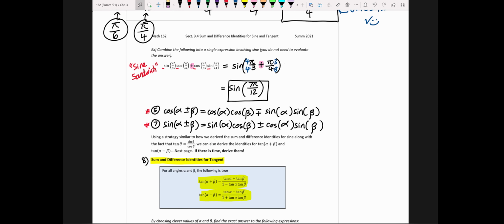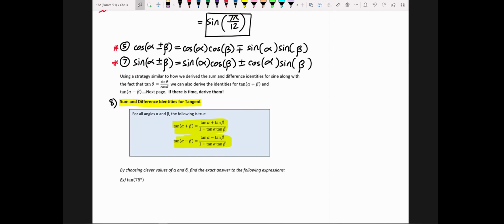So number 5 and number 7 are ones you want to store in memory. You'll be using them in this class and beyond. Number 8 is not one we necessarily need to store in memory, because we know that tangent is sine over cosine. So if we're asked to find tangent of any angle, we know that tangent is sine over cosine. So if we don't remember the sum and difference identities for tangent, that's okay because we can rewrite tangent as sine over cosine. And we do know the sum and difference identities for both sine and cosine.